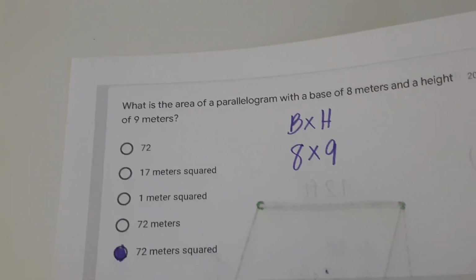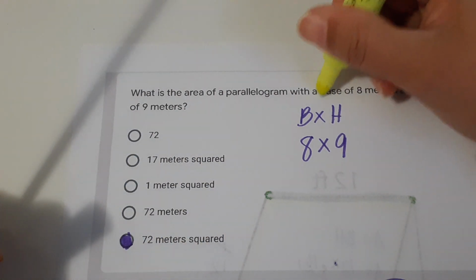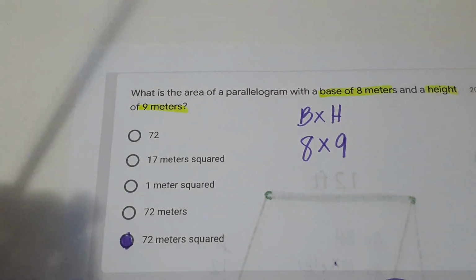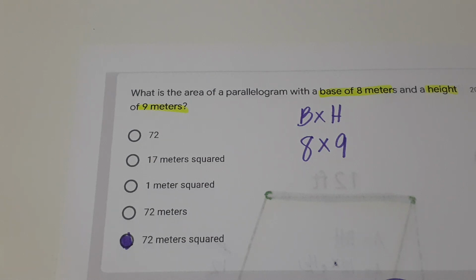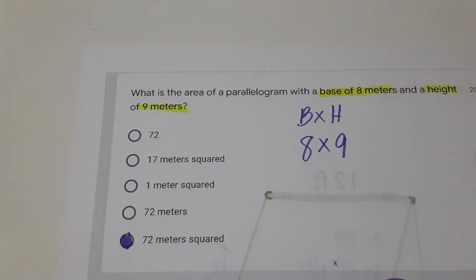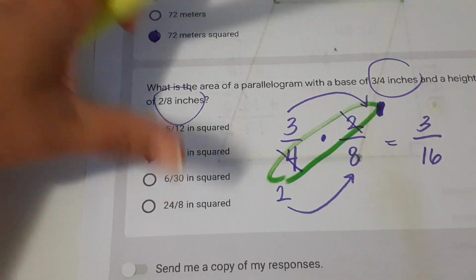All right, let's go on to this next problem here. In this one, they don't show you an example, but they give you the measurements for both the base and the height. So base times height. Base, 8, height, 9. Multiply them together, and you get 72 meters squared. Don't forget, the unit of measurement has to be in units squared.